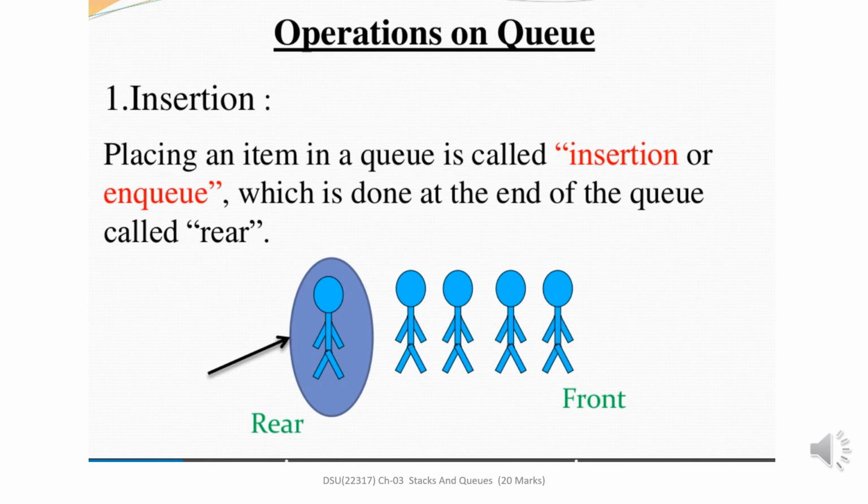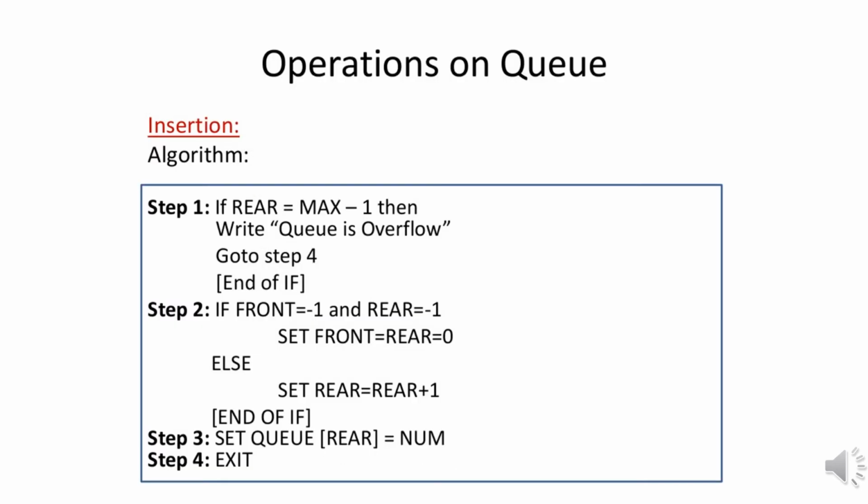We will see the algorithm. This is the algorithm for insertion. Step 1: if rear is equal to max minus 1, then write Q is overflow. Go to step 4. End of if. Step 2: if front is equal to minus 1 and rear is equal to minus 1, set front equal to rear equal to 0. Else set rear equal to rear plus 1. End of if. Then step 3: set Q of rear equal to num, then exit.